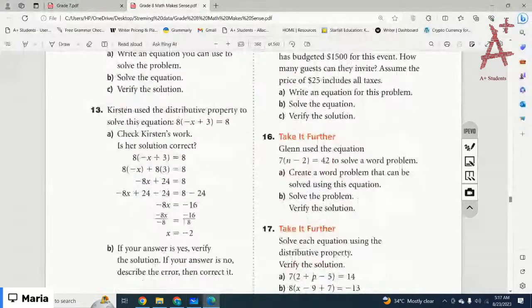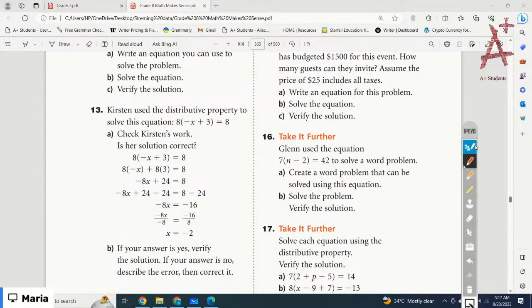Okay, let's just see question 13. Kristen used the distributive property to solve the equation. Check Kristen's work. 8 times negative x is negative 8x and 8 times 3 is plus 24. Then you subtracted 24 from both sides. Negative 8x equals negative 16, and then x equals negative 2. You have to divide both sides by negative 8. Here is a mistake, where you skipped the negative sign.